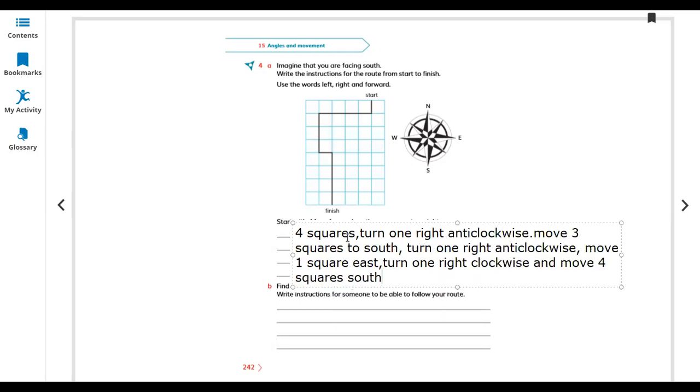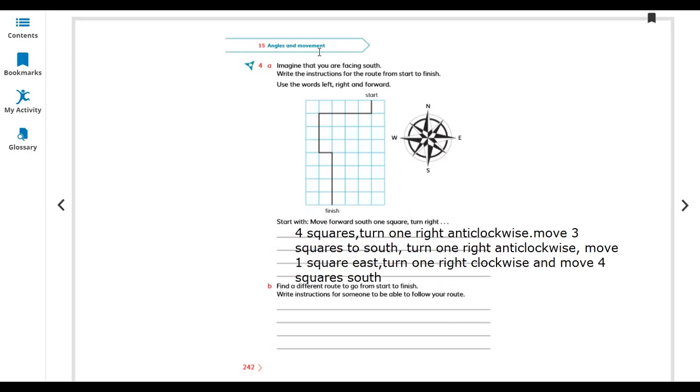I write a complete word. If you want to write square, you write SQ. This one you cannot write complete, so write SQ. And anti-clockwise, write it small. Okay, just ACW: A for anti-clock, C for clock, and W. So you can use abbreviation. It's easy. Find a different route.